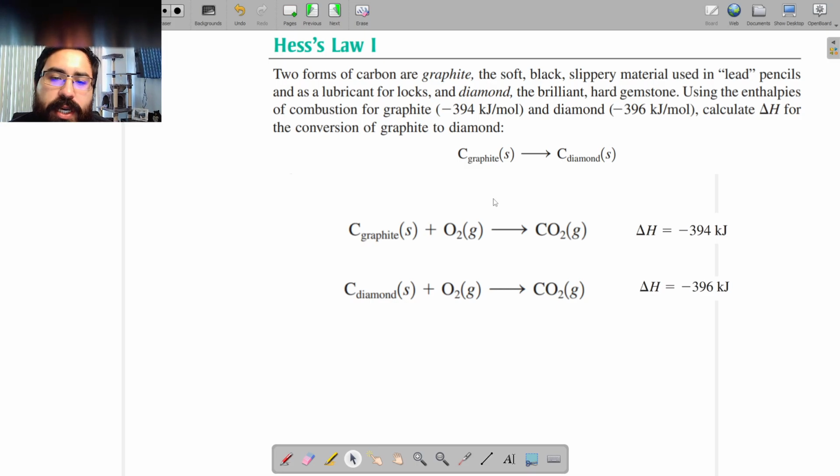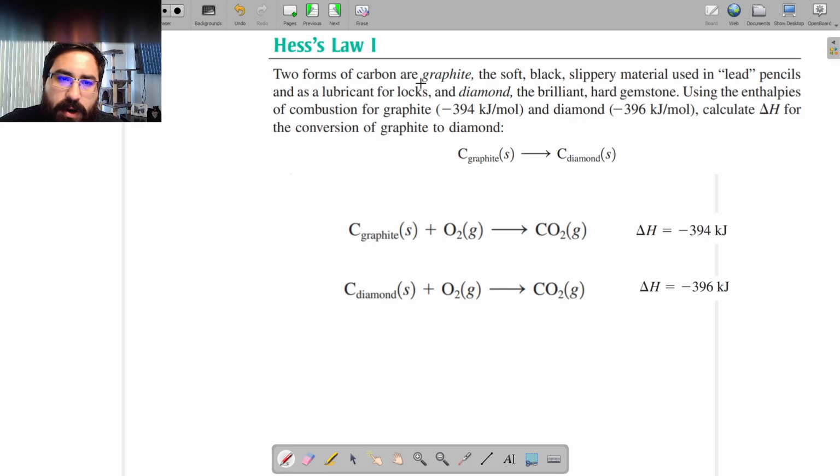All right, people. So today we are looking at two Hess's law problems, and they're right out of the textbook. It's chapter 6.3 from Zumdahl. So let's check this out. All right, so let's read this problem.